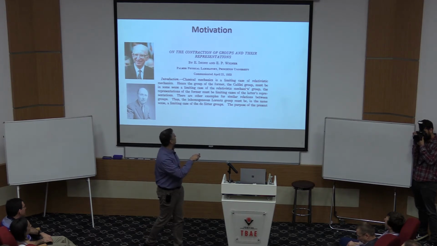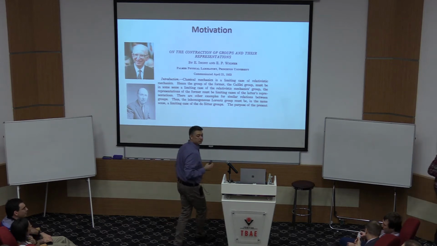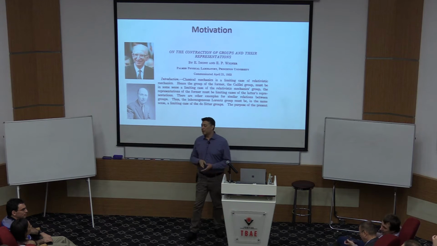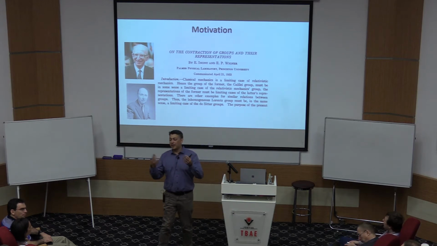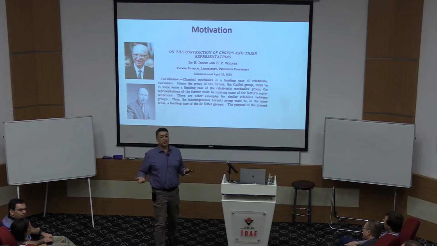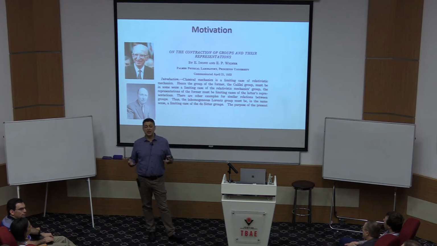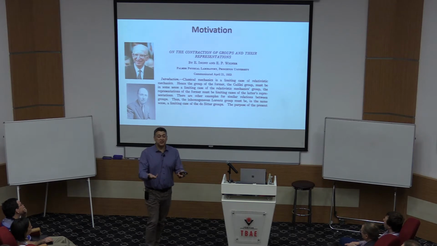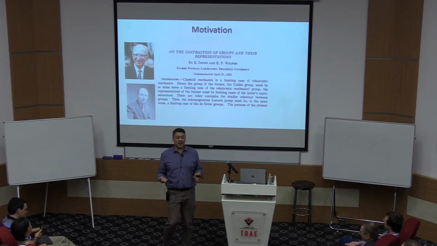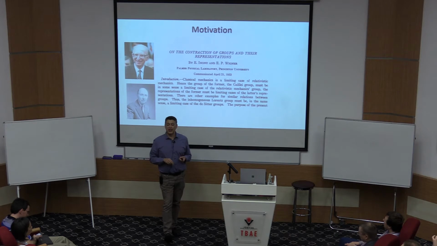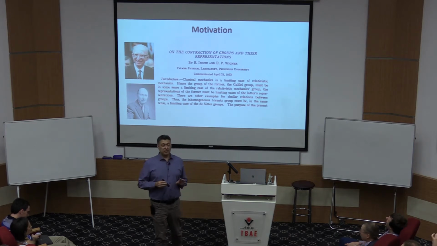Hence the group of the former, the Galilei group, must be in some sense a limiting case of the relativistic mechanics group. So basically, we know the Galilei group, we know the Lorentz group, and so on and so forth. Since we know that at low velocities you actually get the Galilei group, we know that we have non-relativistic mechanics from relativistic mechanics, the corresponding groups must also somehow get into each other. And he called that a contraction.